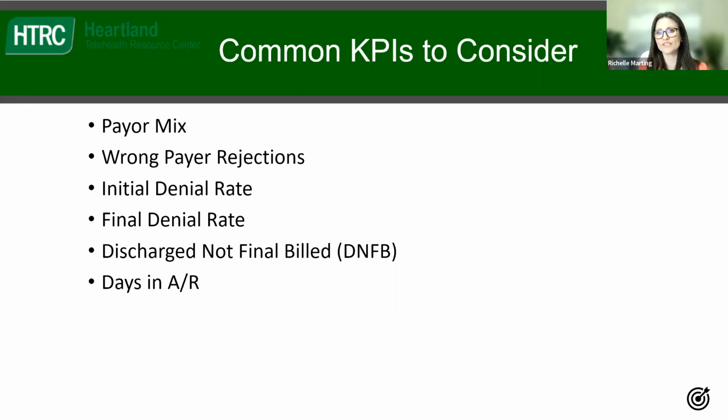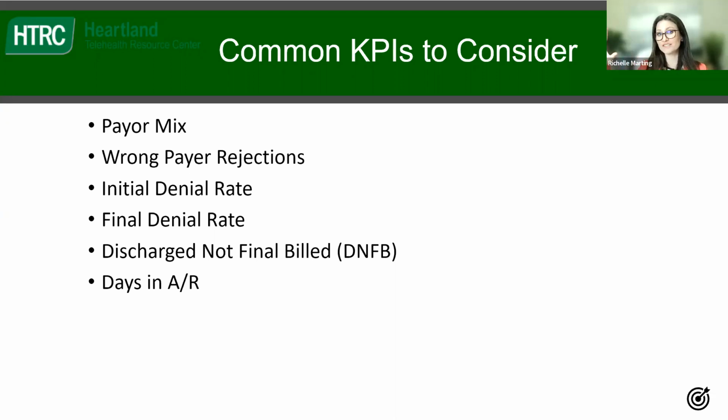Wrong payer rejections, indicating that we didn't get the insurance updated at that scheduling or check-in or login process, and we need to have a feedback loop to do a better job at that preliminary stage. Initial versus final denial rates. Initial denial rates can indicate maybe we didn't get charges entered correctly, or we had some data entry, some coding or billing issues. It could also mean that there were issues on the payer end, not processing the claim correctly.